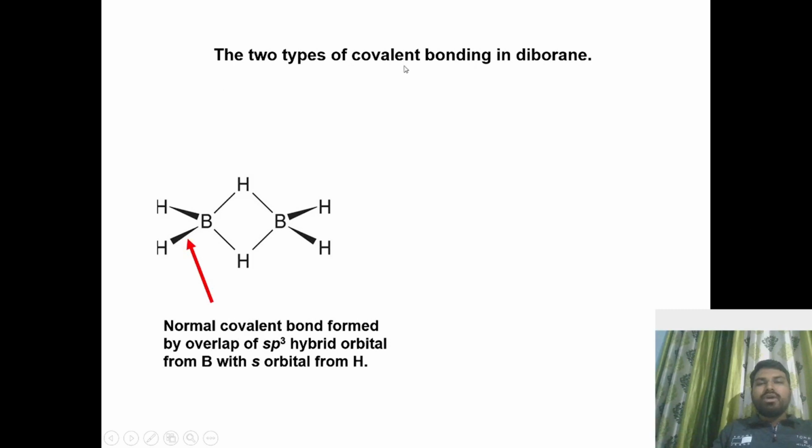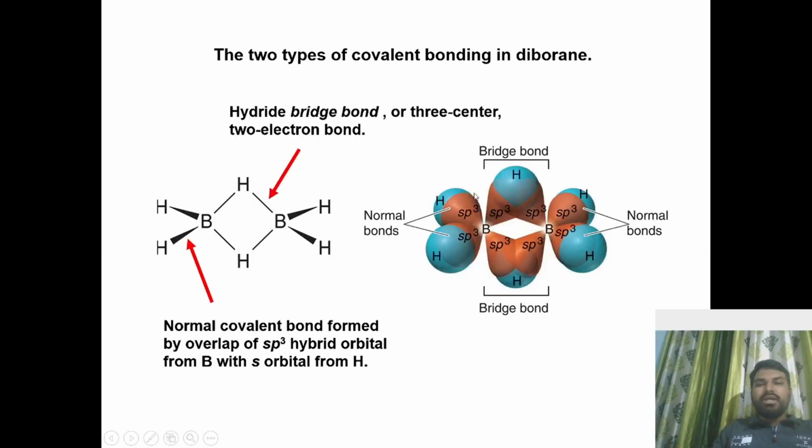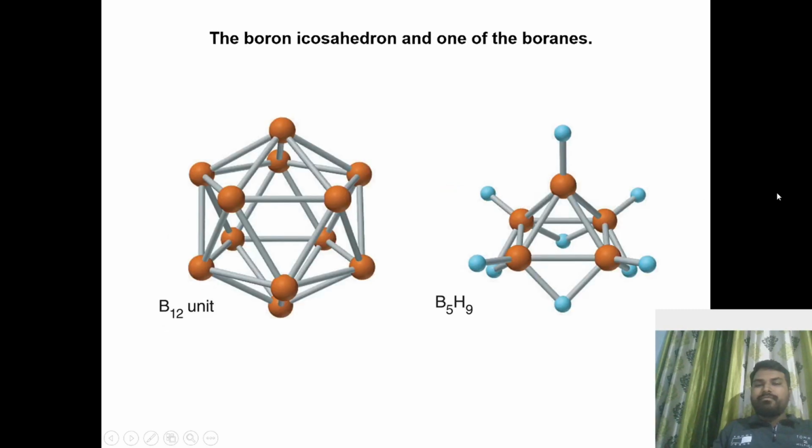Now these are the two types of covalent bonding in diborane. I have shown over here the hydride bridge bond, or three-center two-electron bond, and the normal covalent bond formed by overlap of sp3 hybrid orbitals from B with s orbitals from H. Now this is the bridge bond over here. The boron icosahedron and one of the boranes: this is the B12 unit, and this is B5H9, the borane unit.